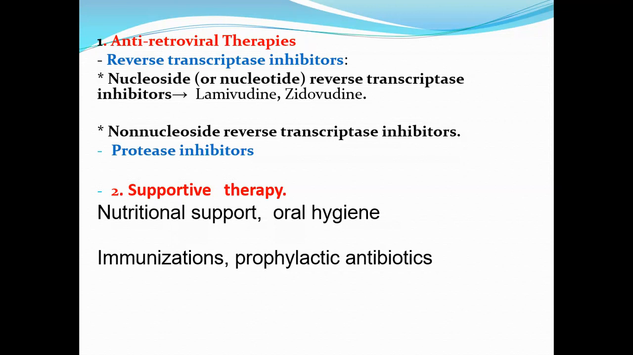The other live attenuated vaccine is BCG. The BCG should not be given to a patient with HIV because it can cause TB infection.